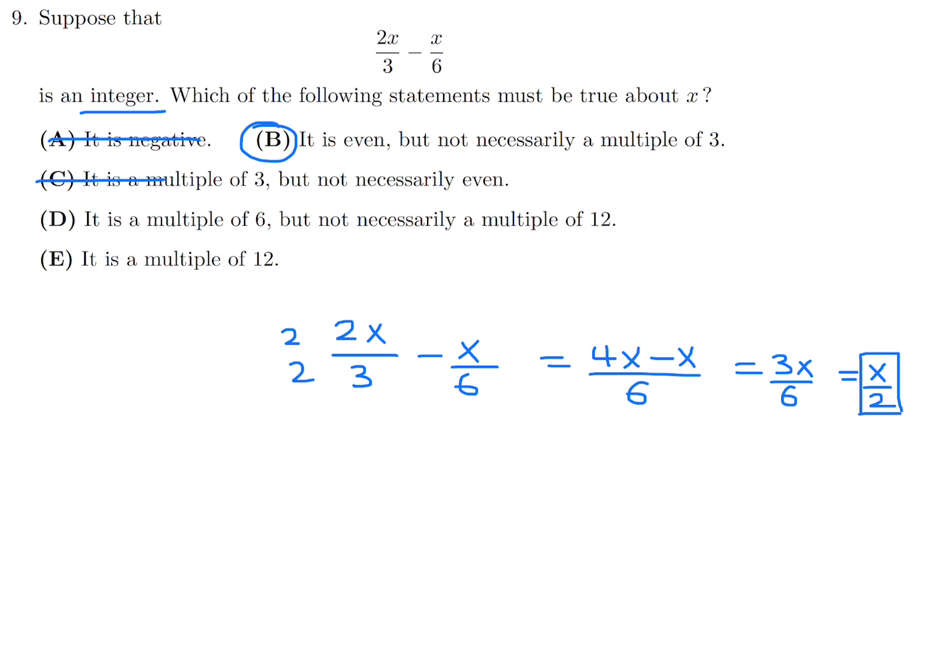Well, that is true, but this question is asking which of the following statements must be true. It doesn't have to be a multiple of 6. For example, the x could be 8. And if x is 8, 8 over 2 is going to be an integer. So it doesn't have to be a multiple of 6. And the same logic can apply to choice C, that it doesn't have to be a multiple of 12. So long story short, number 9, the answer is B, because it must be even.